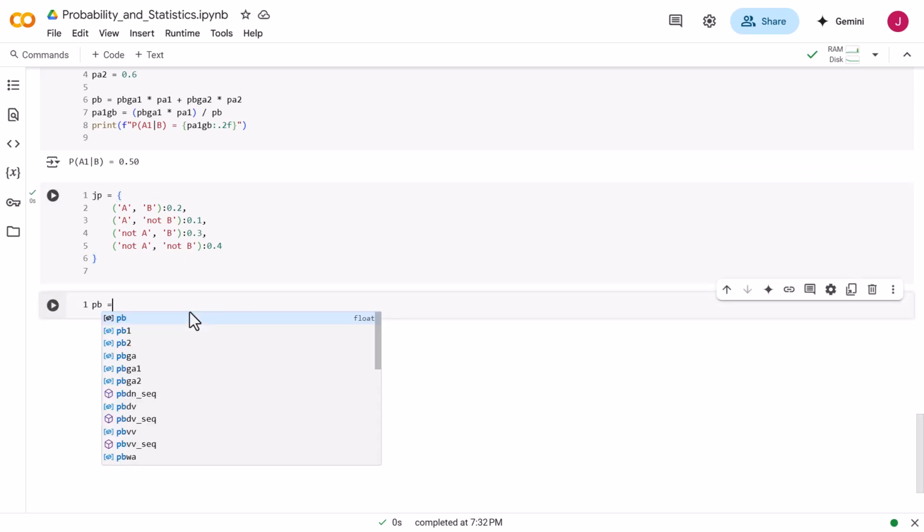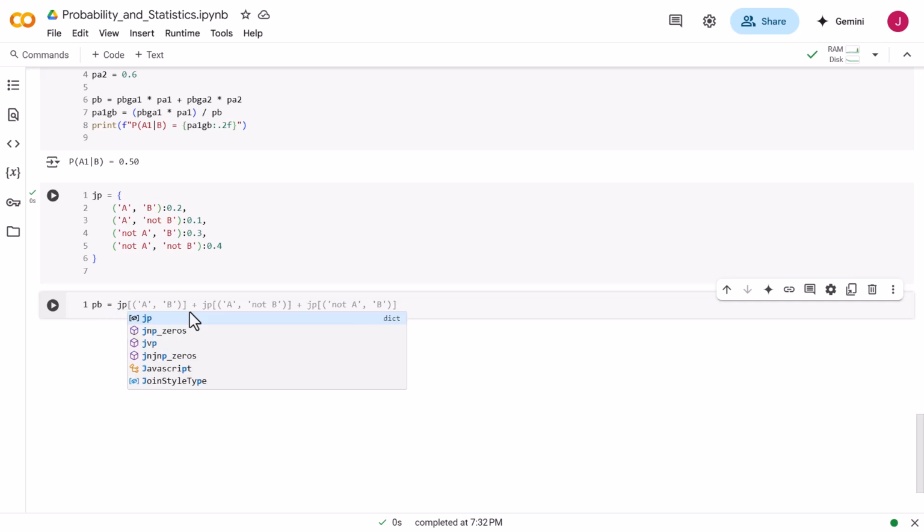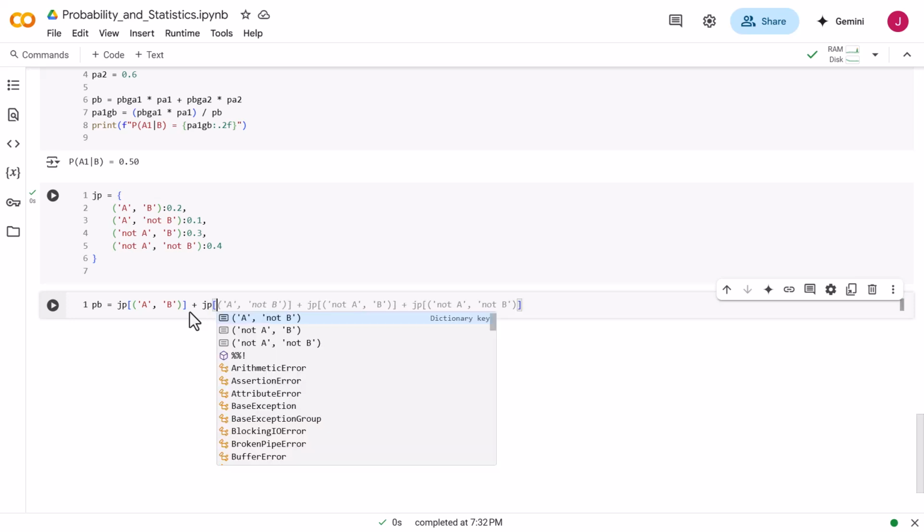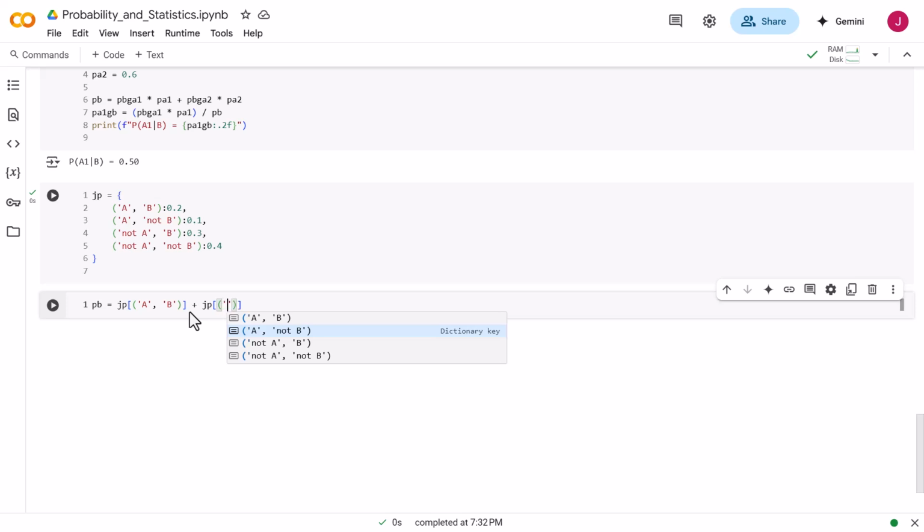Now, probability of B is equal to joint probabilities A and B plus joint probabilities not A and B. Here, I simply say probability of B is equal to probability of A and B plus probability of not A and B.